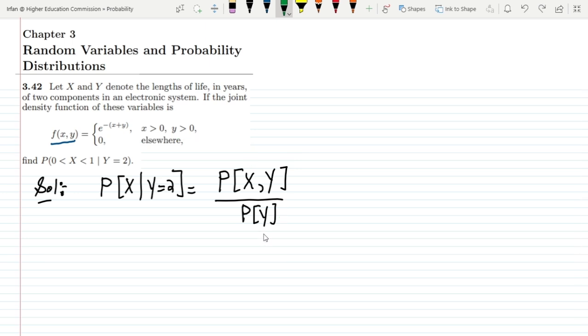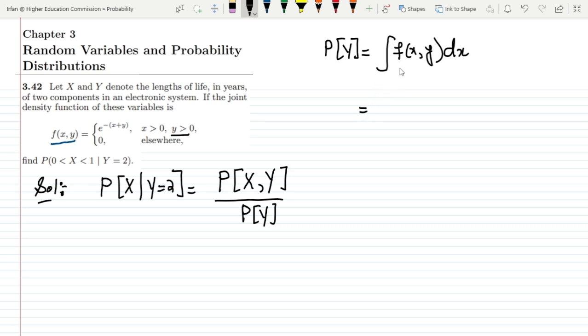So in order to find this one, the probability of y would be equal to what? As we have previously found out, we know the range of y. So integrating f(x, y) with respect to x and also putting the limits here will give us the answer.